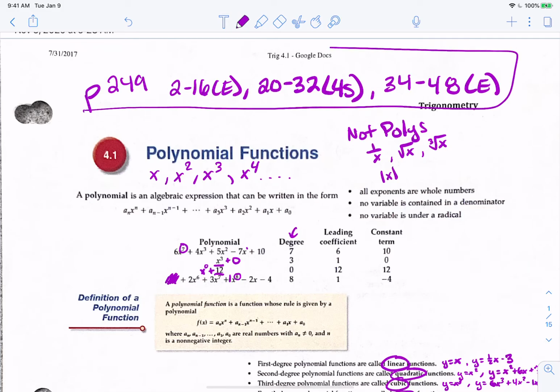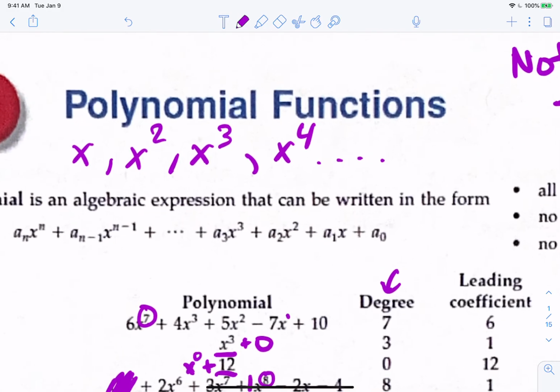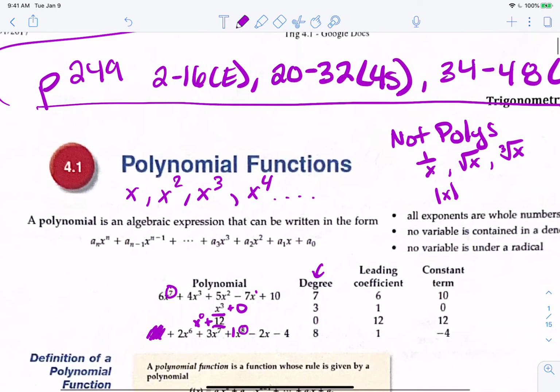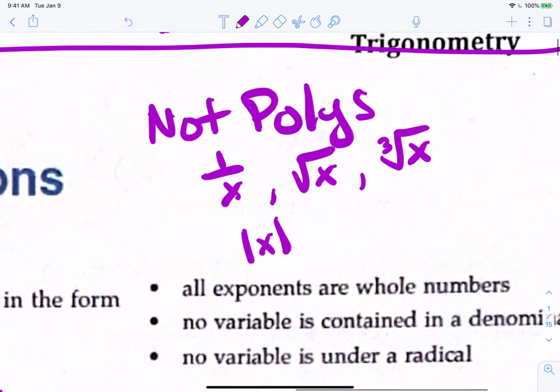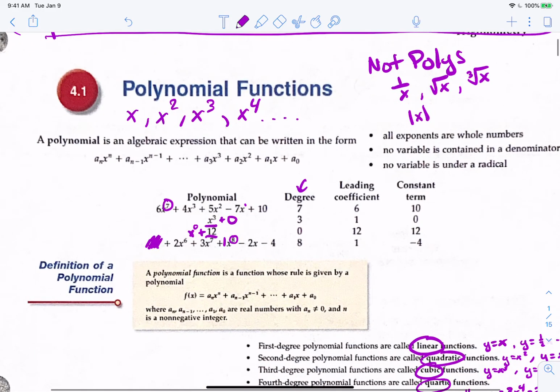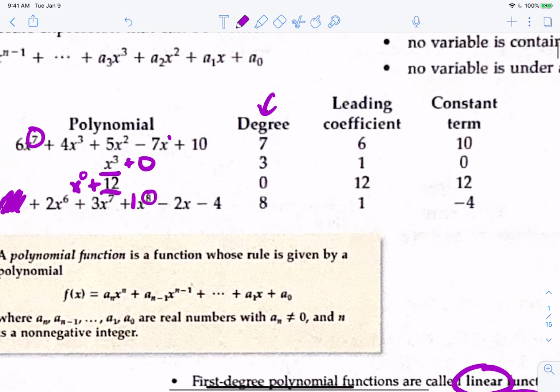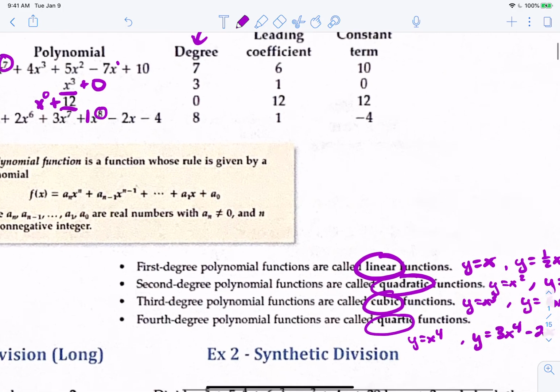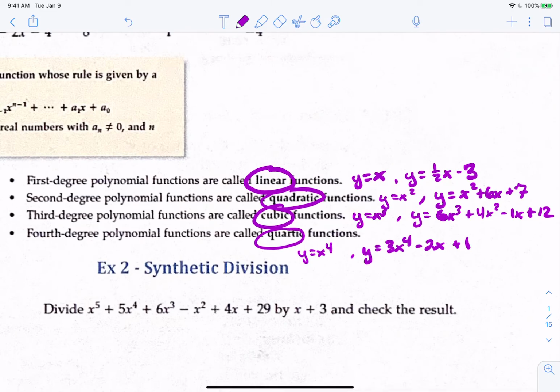Here's the homework assignment. We said polynomial functions are like x, x squared, x to the third, x to the fourth. Non-polynomial functions are these guys, okay? We talked about the degree, the leading coefficient, and the constant term for each one of those polynomials. If you need to pause this to go back to the homework assignment and all that stuff, you can do that as well. And then we said linear functions, quadratic functions, cubic functions.